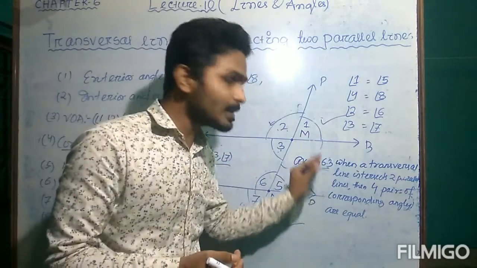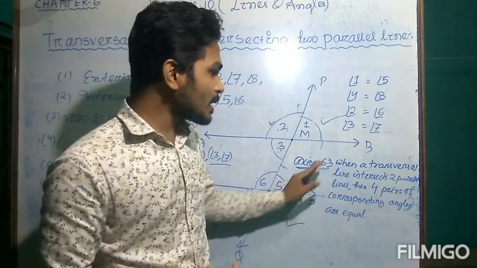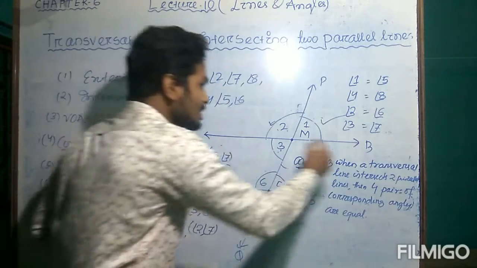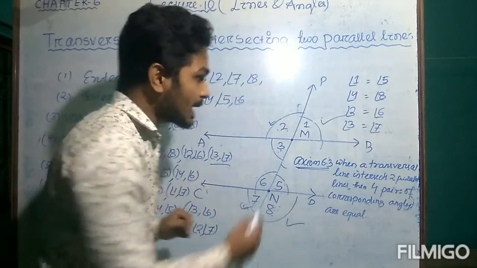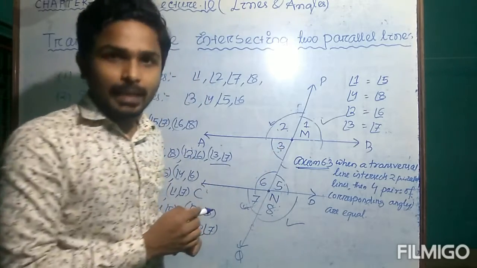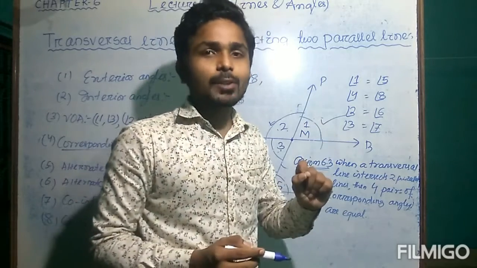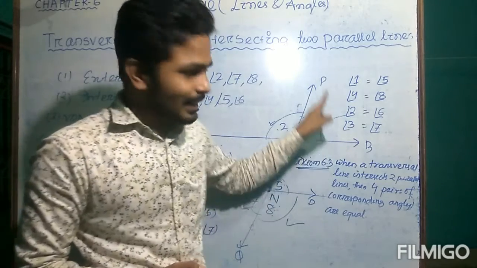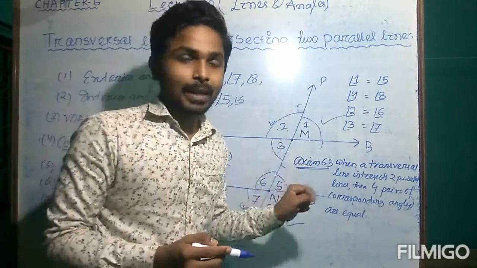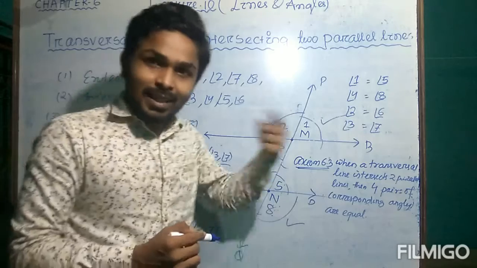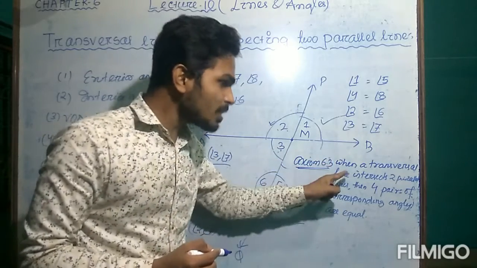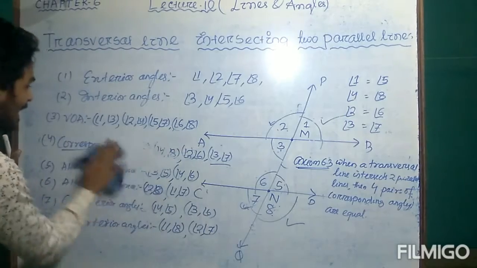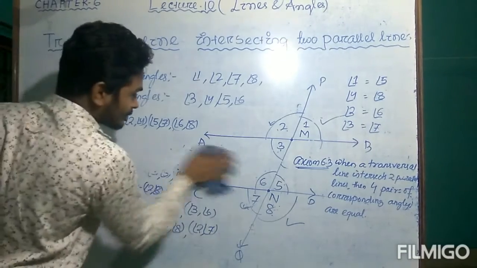We have to remember this statement, right? So axiom 6.3 tells you that if a transversal line intersects any two parallel lines at two distinct points, then the 4 pairs of corresponding angles formed are equal. Right? This is the axiom number 6.3. Now we will discuss another statement which is just the opposite of this statement. So let us understand what the second statement is.